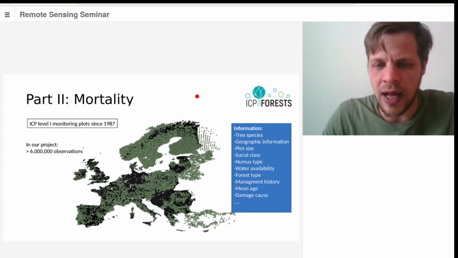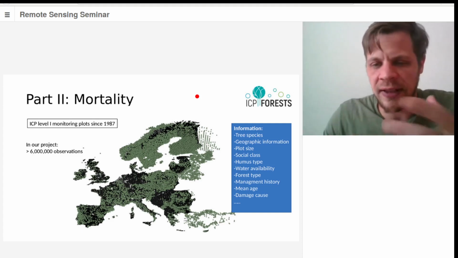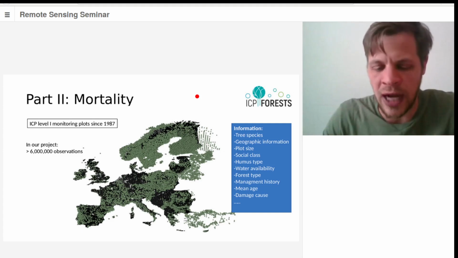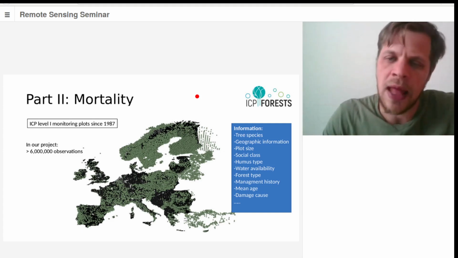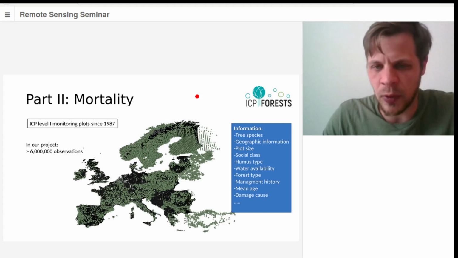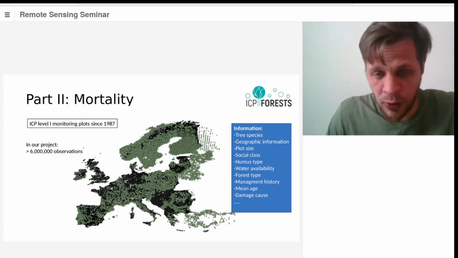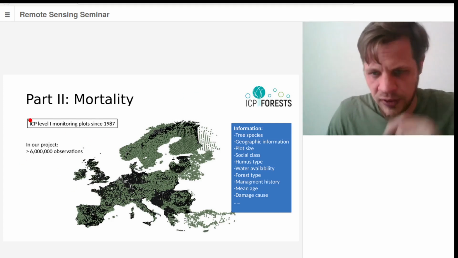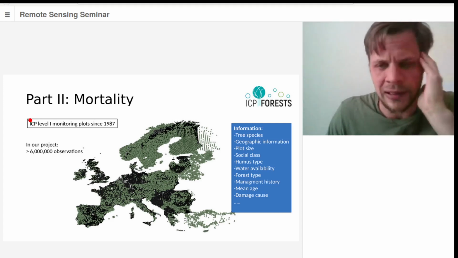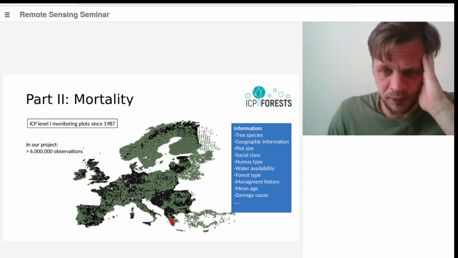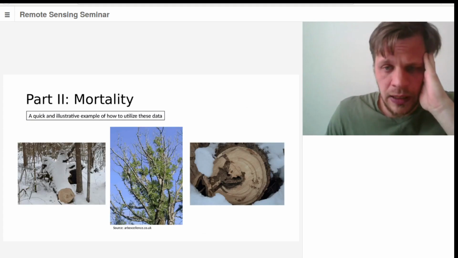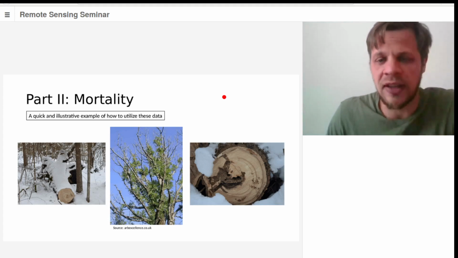Therefore, I have been spending a lot of time, already for months, just organizing this data so that I can be sure that all errors are erased, and so on and so forth. This is quite a task, in particular if you deal with all the data. So 6 million observations is not a little task. Yes, and what I want to show you is a quick and illustrative example of how this data could be utilized.